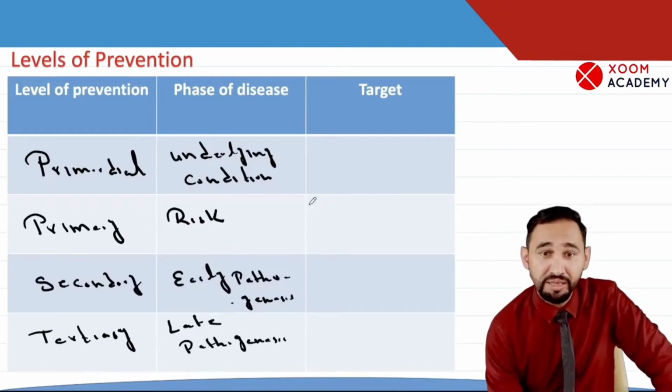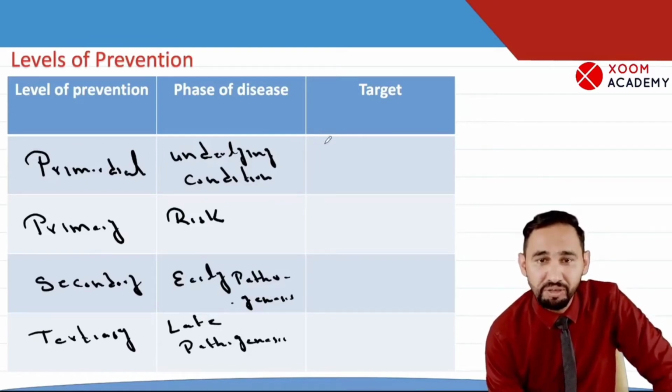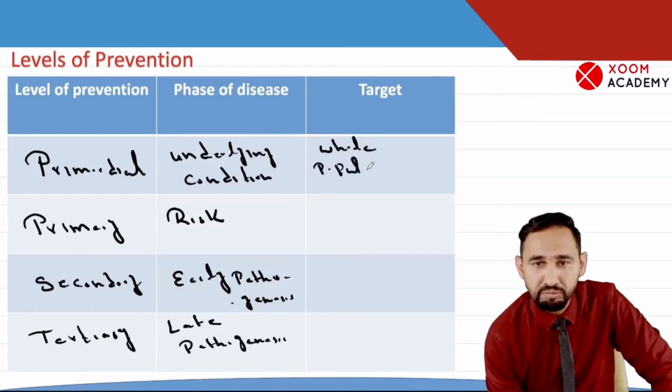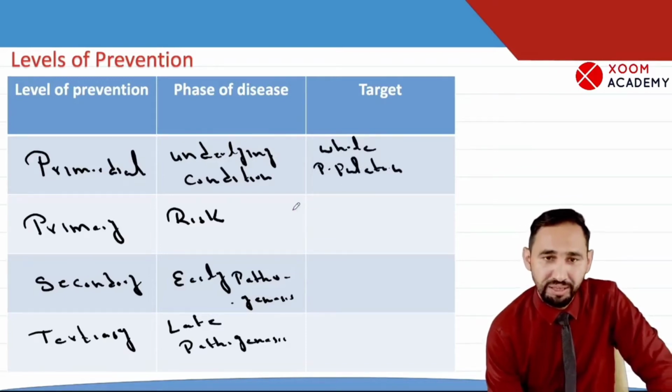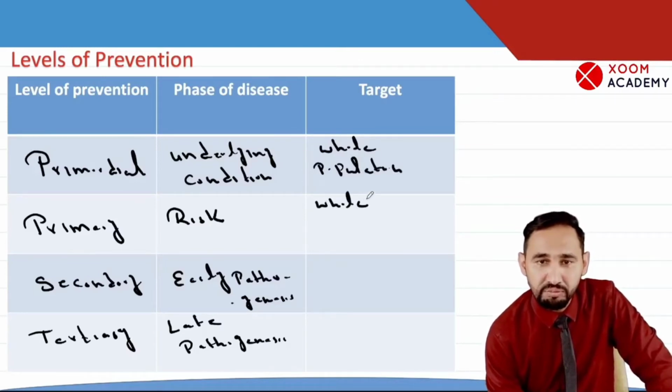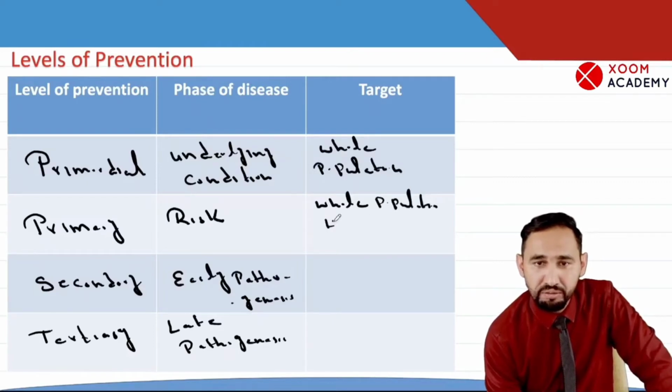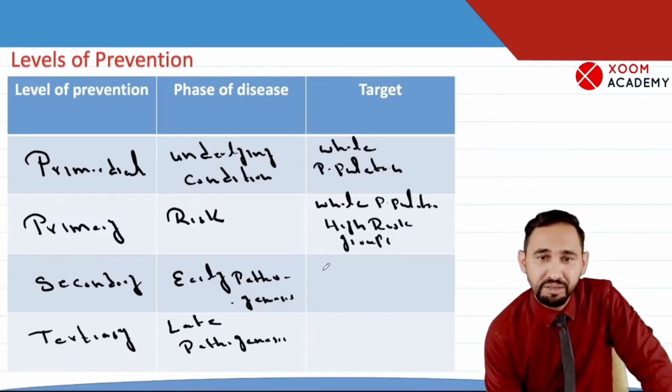And what is our target? In primordial prevention, our target is the whole population. We can do it on the whole population. In primary prevention, our target is the whole population or high-risk groups. We target these groups. And in secondary prevention, our target is patients. We do secondary prevention on patients. And we do tertiary prevention on patients.